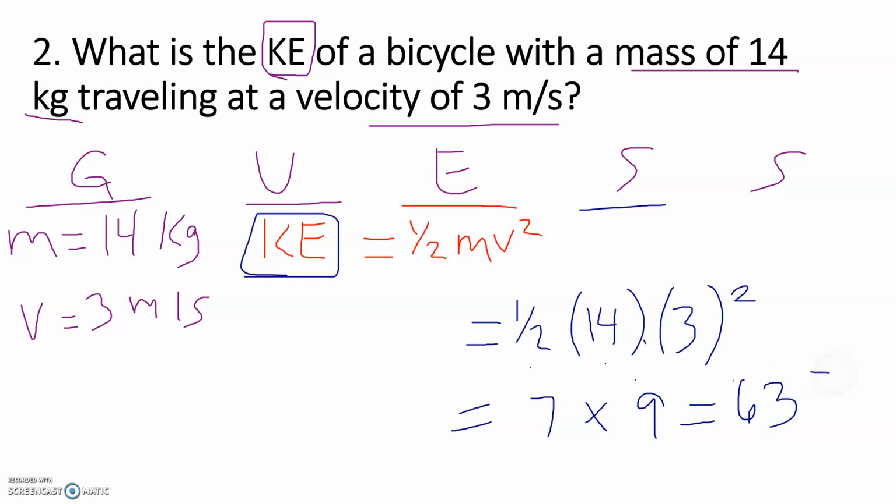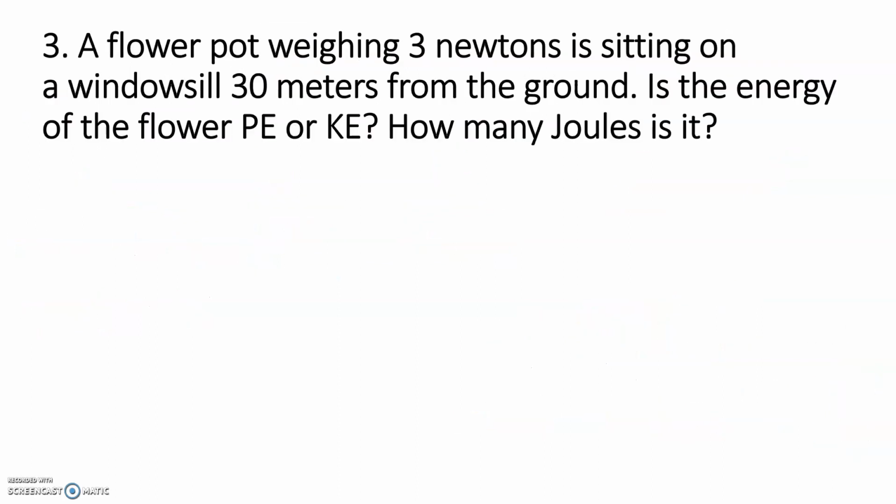Energy is measured in joules. So this bicycle that is moving has 63 joules of energy.